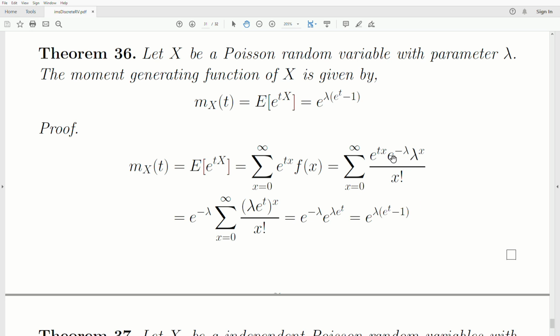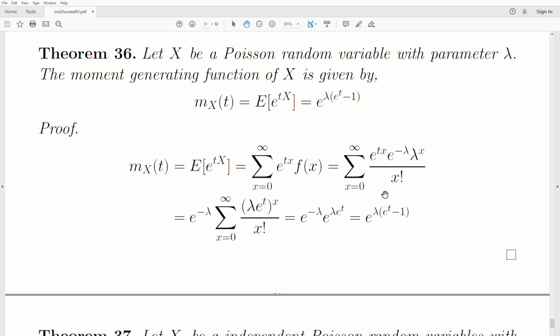Now what we're going to do is take out e to the minus lambda because it's not indexed, and then we're going to join e to the tx with lambda to the x here. Well, this is a Maclaurin series for e to the x with lambda e to the t to the x replaced in place of x. And we get this, e to the lambda (e to the t). We can join those into this expression, and that's what we wanted to show the moment generating function is.